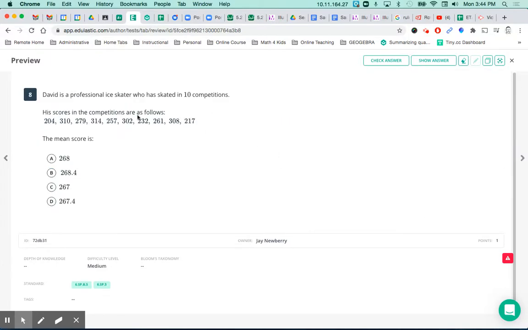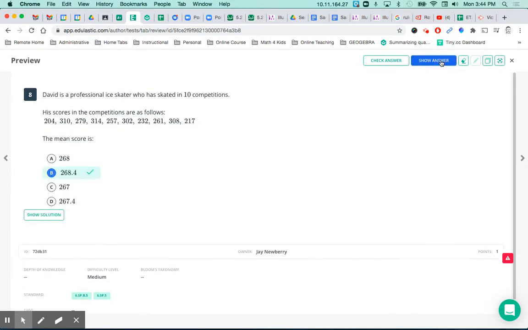Number 8, David's a professional ice skater who has skated in 10 competitions. His scores in the competitions are as follows. It is all these numbers. These are pretty big, so triple-digit numbers. The mean score, so we would need to add up all of these and divide by 10. 268.4 is the correct answer. Okay, 268.4. Add them together and divide by 10.